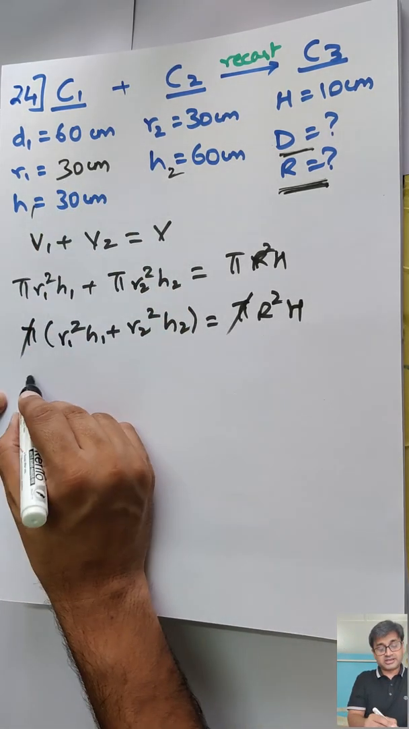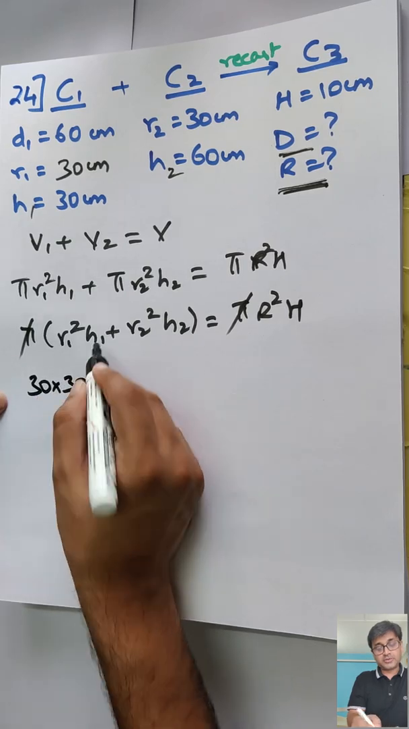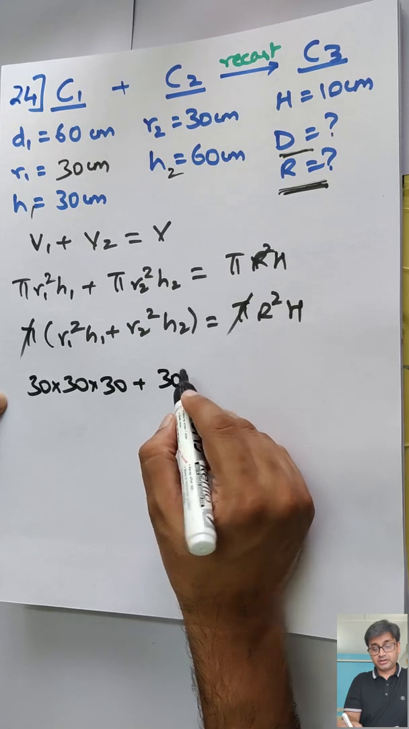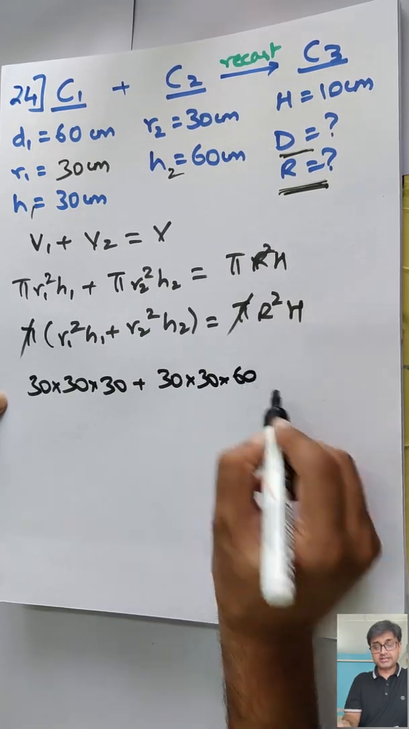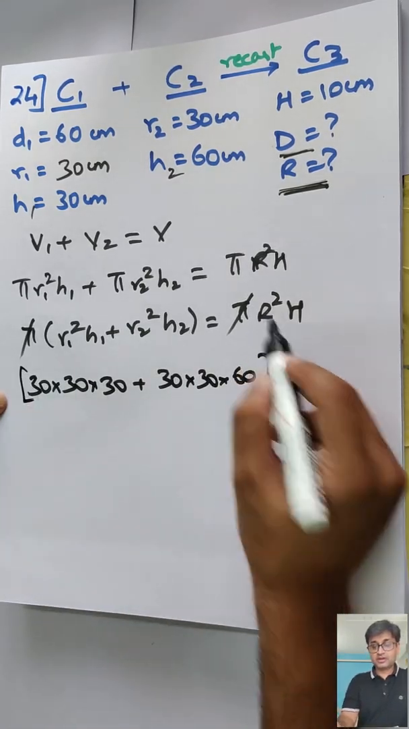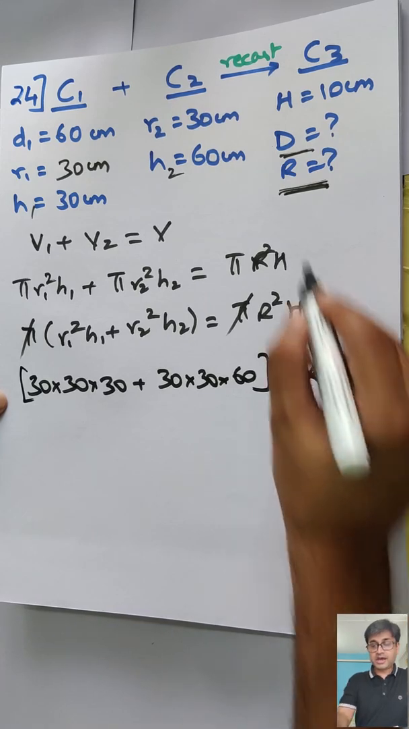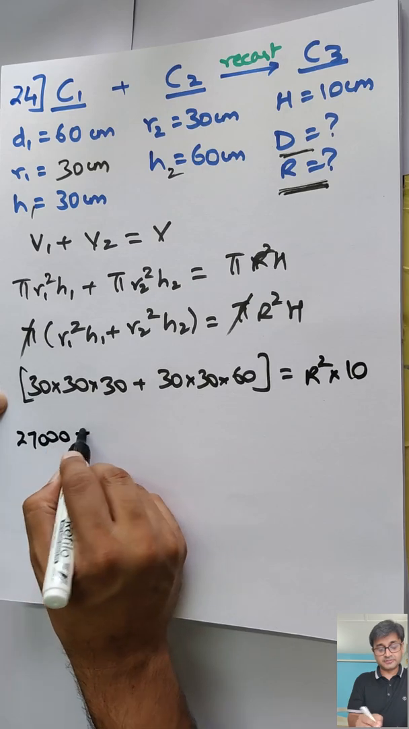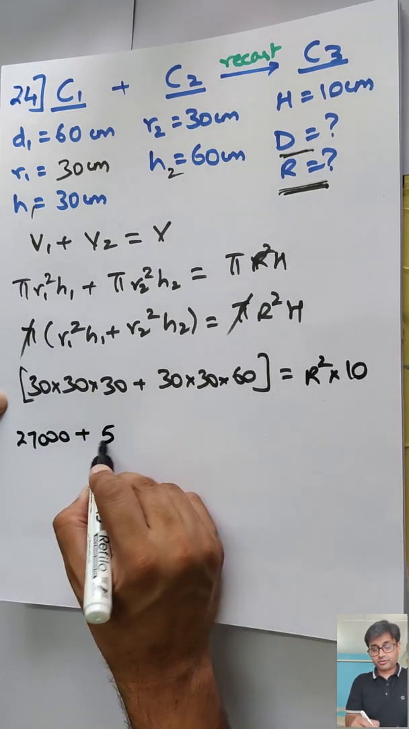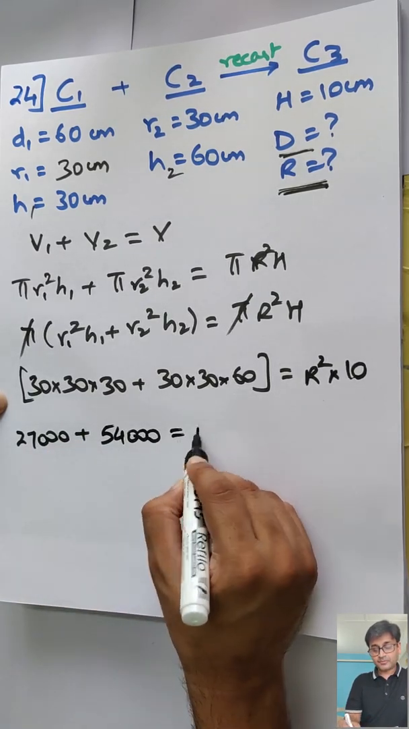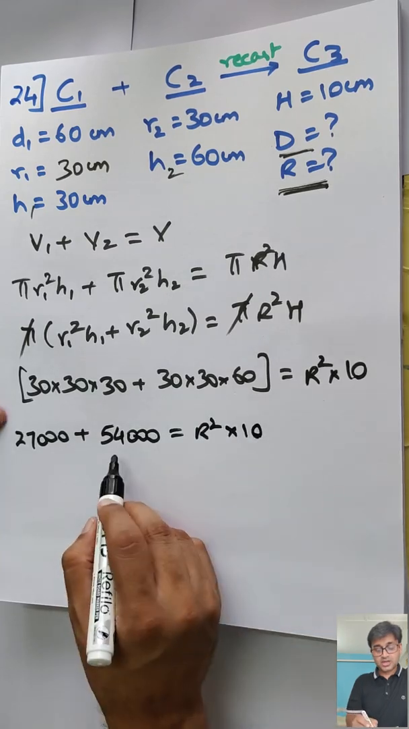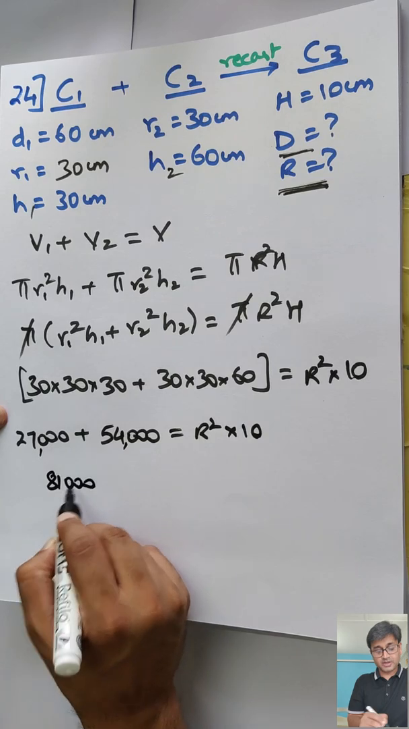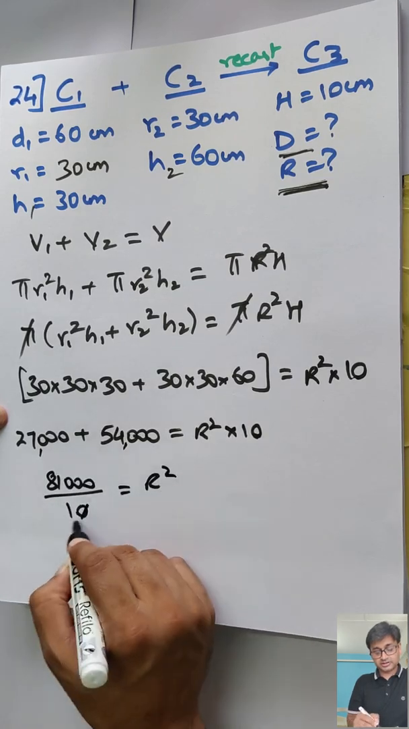Now r square in this case is 30 into 30 and height also is 30. Whereas here it is 30 into 30 but the height is 60. Is equal to this R is unknown and height is known to you as 10. So let's calculate: 27 and 3 zeros, 54 and 3 zeros, equals R square into 10. So 81,000 divided by 10 is R square.